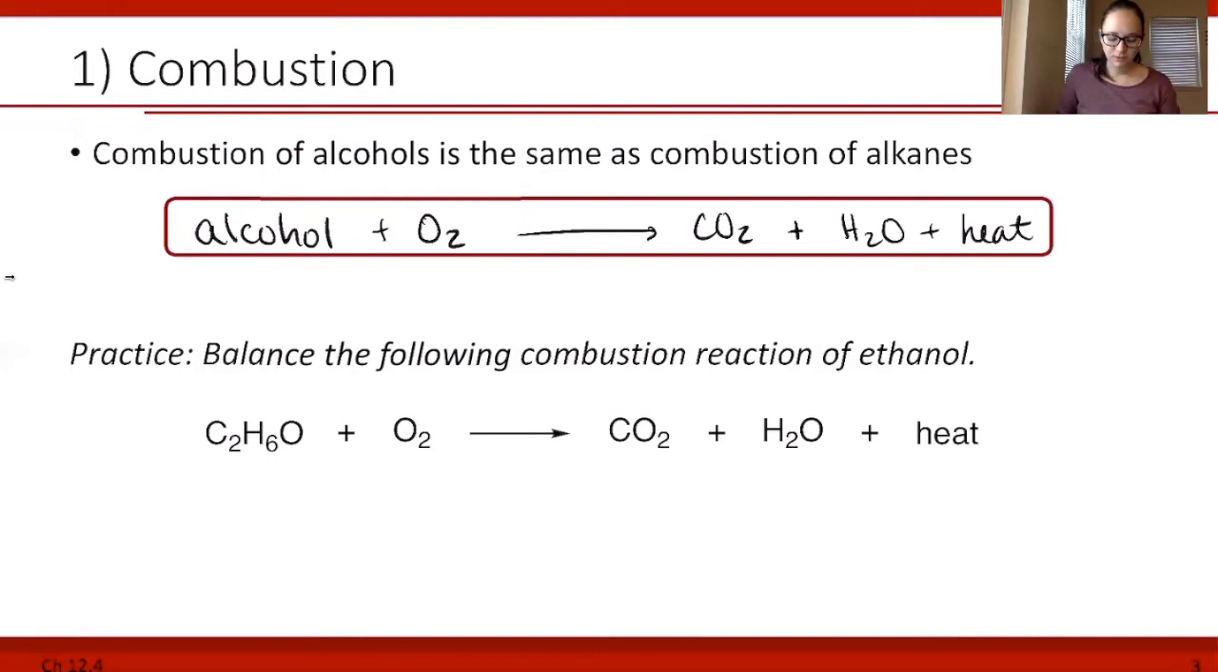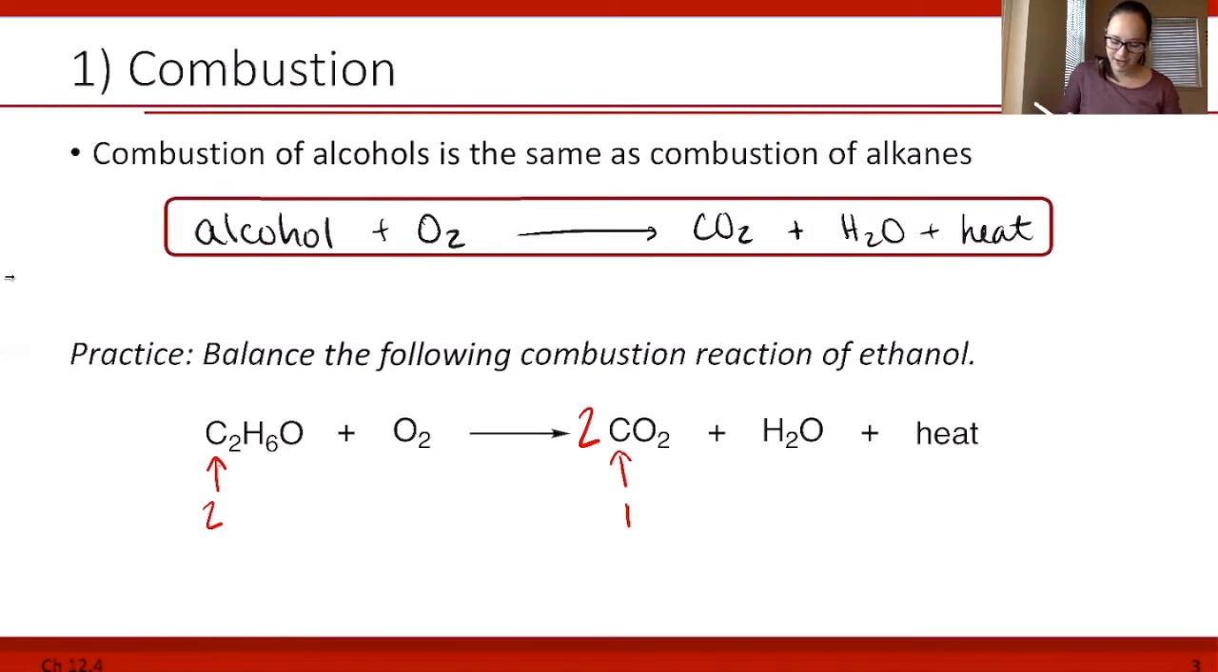Let's practice balancing one of these chemical reactions, but we're not going to do too many examples of these because it is the exact same as what we learned previously. First, let's look at our carbons. We're combusting ethanol here. In our molecule, we have 2 carbons on this side, but only 1 on this side. So we need to put a 2 in front of CO2 to make that equal.